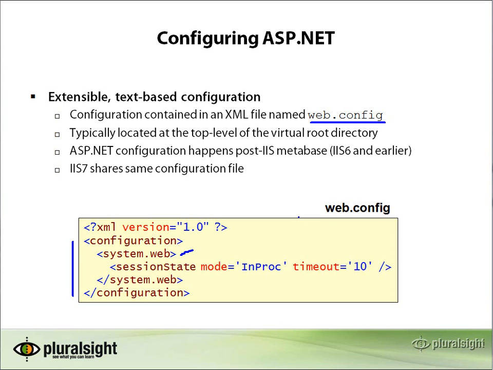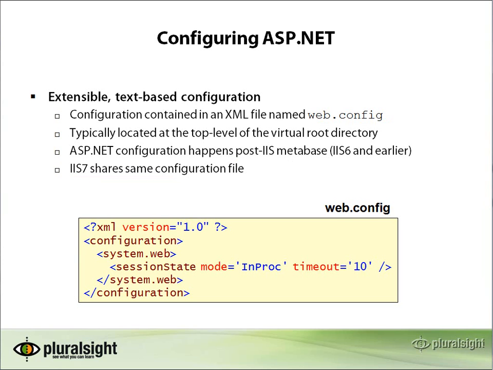One thing that's important to note is that in IIS 6 and earlier, configuration in ASP.NET happens after configuration in IIS has already been applied. And this becomes important when you start talking about things like security, because IIS is going to have first crack at deciding whether someone is a valid user or not, for example, during authentication, before you even get to the ASP.NET configuration settings. Now that changes in IIS 7, and as we'll see, IIS 7 actually shares the same configuration file, whereas in IIS 6 and earlier, the configuration is stored in a separate file.